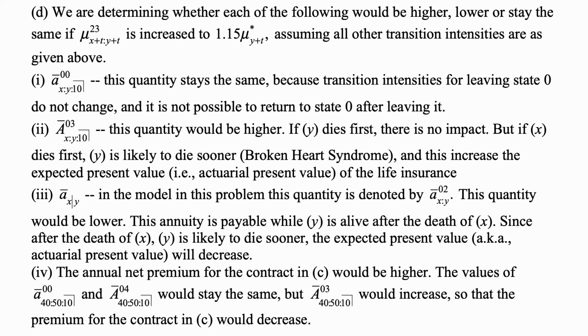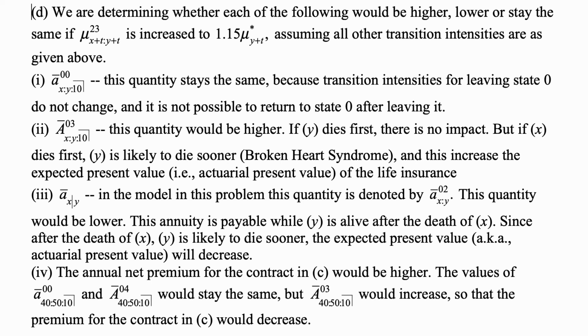We are determining whether each of the following would be higher, lower, or stay the same if mu x plus t colon y plus t 23 is increased to 1.15 mu y plus t star, assuming all other transition intensities are as given above. Well, a bar x colon y colon angle 10 00, this quantity stays the same because transition intensities for leaving state 0 do not change, and it is not possible to return to state 0 after leaving it. So the transition from state 2 to state 3 is interesting, but it does not affect the way this annuity is paid.